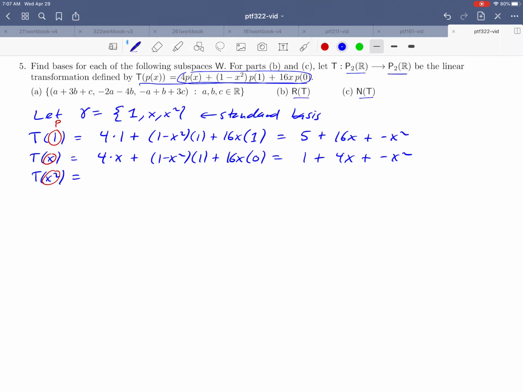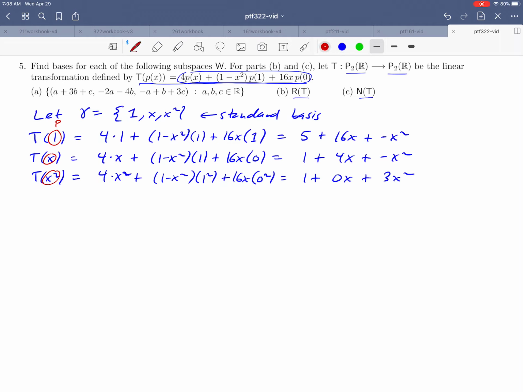Finally, we're ready for x squared. If you substitute that in, we're going to get 4 times p of x, which is 4x squared, plus 1 minus x squared times p of 1, which would be 1 squared. And then p of 0 would be 0 squared. If you work that out and do the algebra, this time you're going to get 1 plus 0x plus 3x squared.